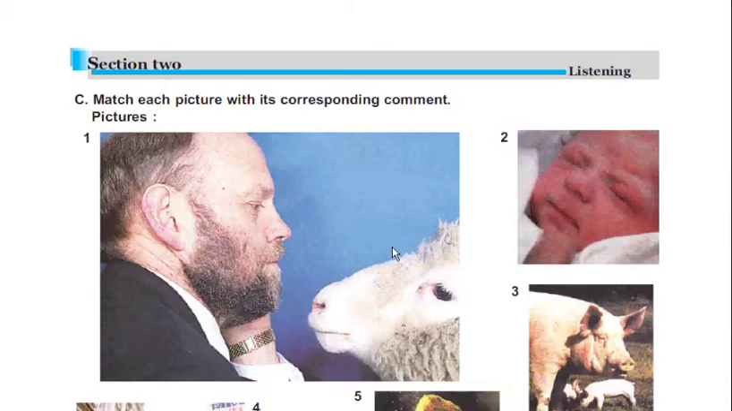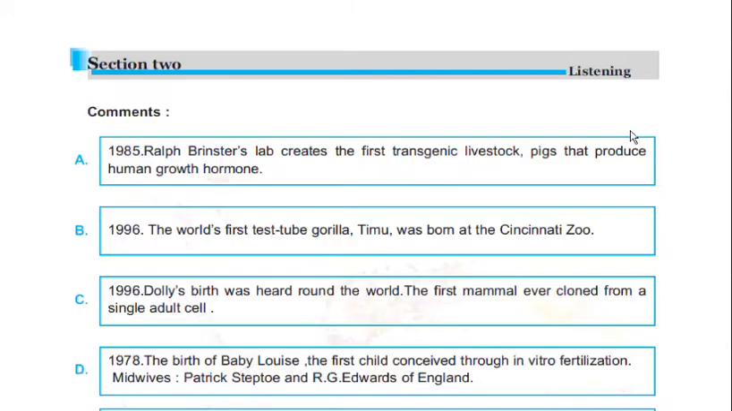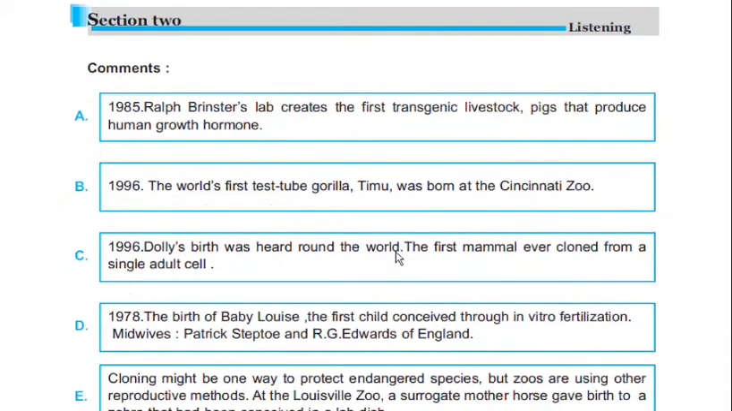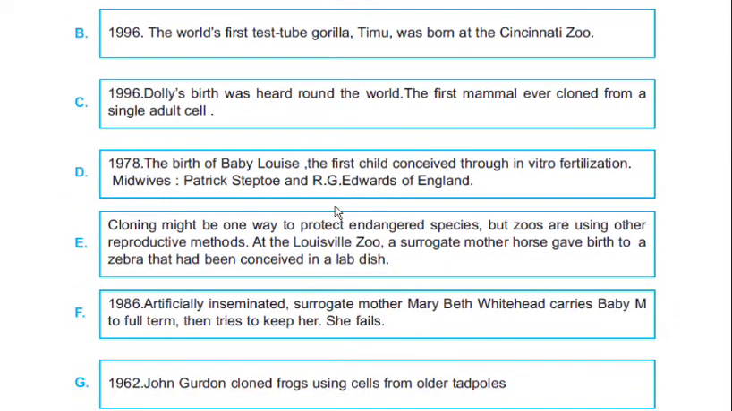Back to the pictures. The second is a picture of a newly born child. So that is going to be D. In 1978, the birth of baby Louise, the first child conceived through in vitro fertilization. The mother received in vitro fertilization, that is artificial insemination inside a laboratory, not naturally. The midwives were Patrick Steptoe and R.G. Edwards of England.